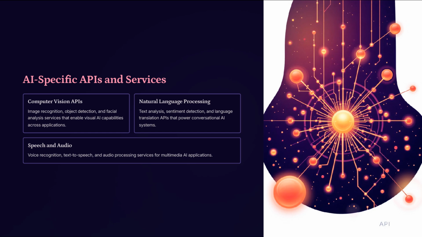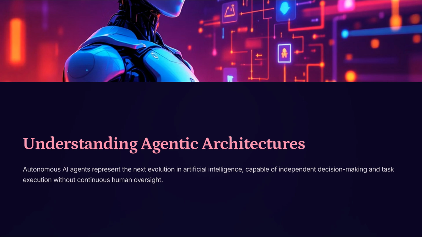As we transition to our next topic, we will explore the exciting world of agentic architectures, where autonomous AI agents are set to redefine our interaction with technology. As we shift our focus from specialized AI services like computer vision, let's delve into a groundbreaking advancement in artificial intelligence. Agentic architectures. Autonomous AI agents represent a significant leap forward, showcasing the ability to make independent decisions and execute tasks without the need for constant human oversight.